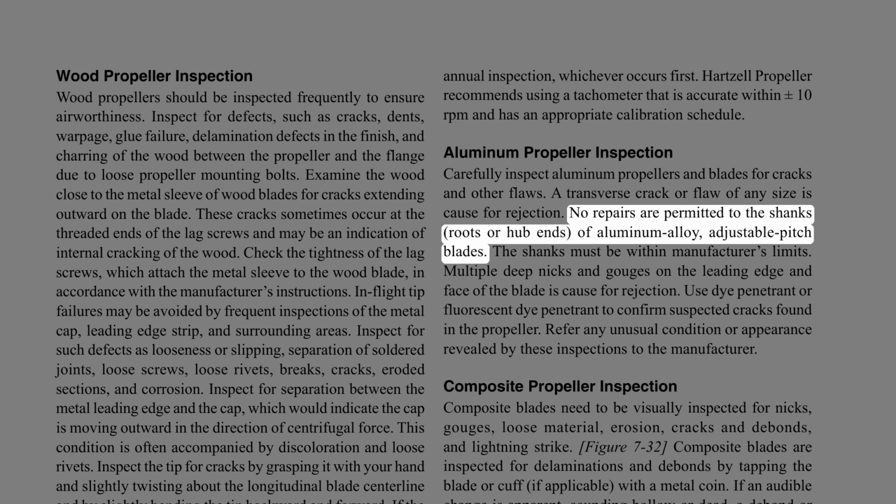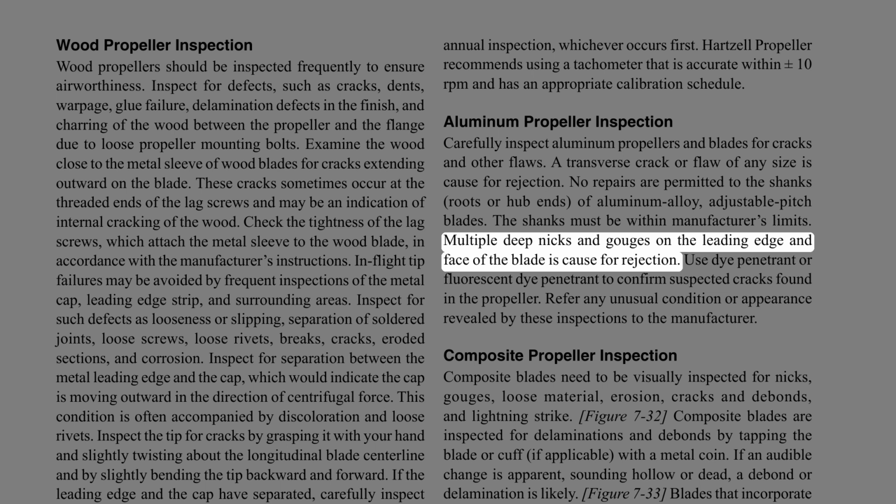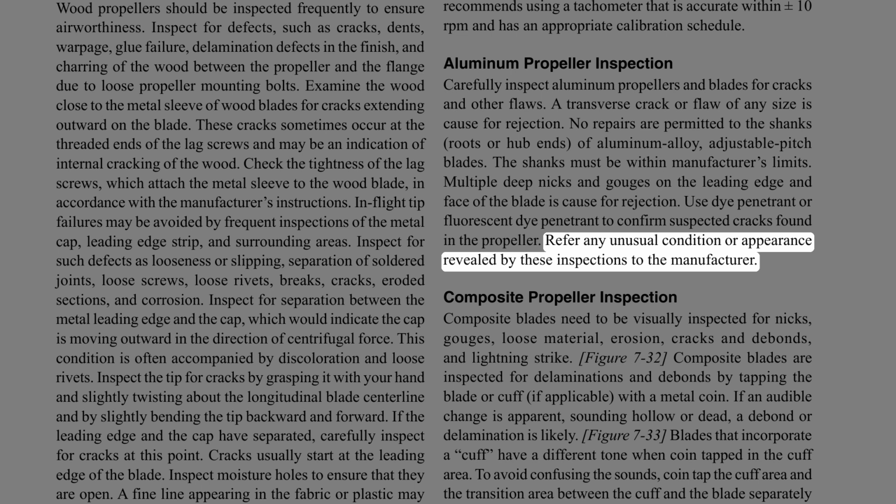No repairs are permitted to the shanks, roots or hub ends of aluminum alloy adjustable pitch blades. The shanks must be within manufacturer's limits. Multiple deep nicks and gouges on the leading edge and face of the blade is cause for rejection. Use dye penetrant or fluorescent dye penetrant to confirm suspected cracks found in the propeller. Refer any unusual condition or appearance revealed by these inspections to the manufacturer.